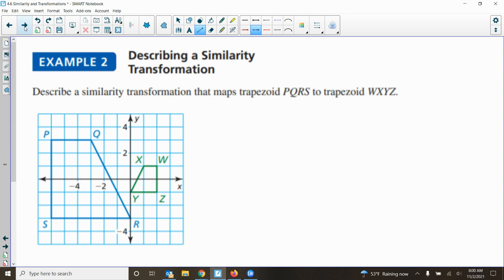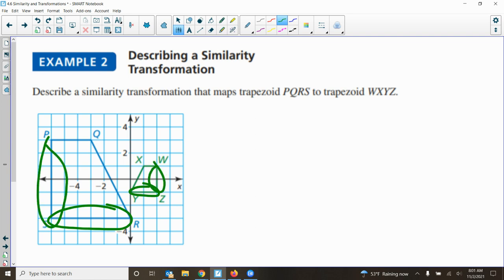1/3, right? Do you agree it's going to be 1/3? Because notice here, this length is 2. This length is 2. What's this length? 6. What's 6 divided by 3? 2. Okay. This length is 2. This length is 6. This length is 1. This length is 3. It's a 3-to-1 ratio.